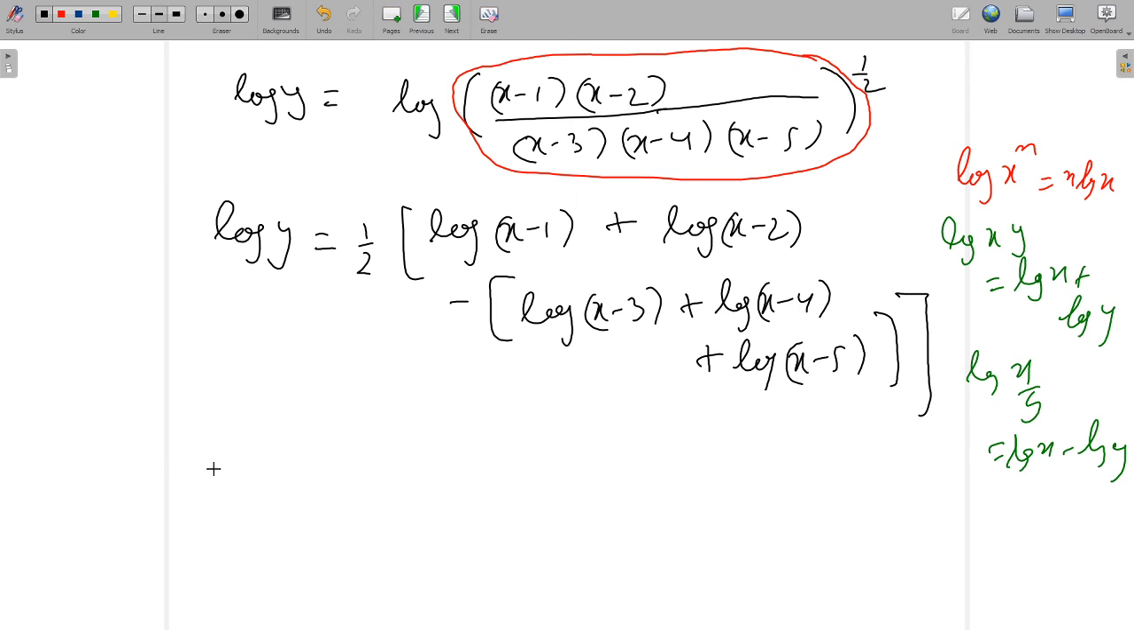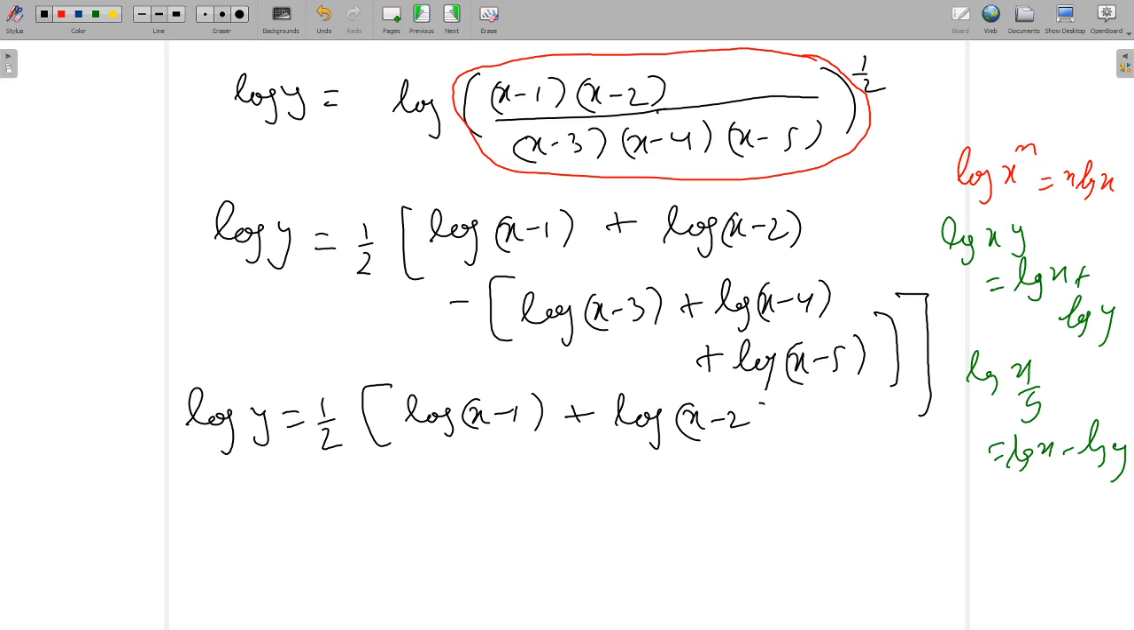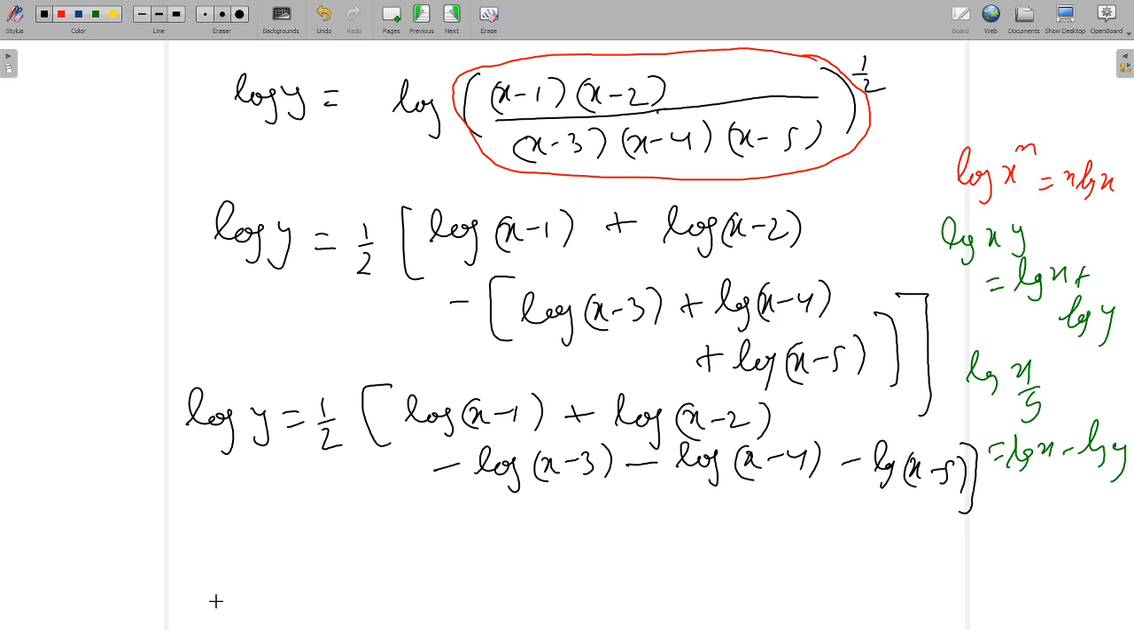Now let us open this bracket which is inside this one, so we can rewrite this as log y equal to 1 by 2 times log of x minus 1, directly also you can write, it's up to you, plus log of x minus 2 minus log of x minus 3 minus log of x minus 4 minus log of x minus 5.